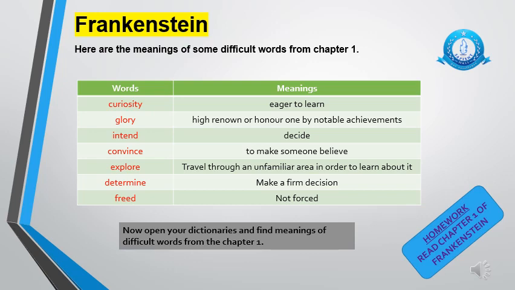I have just given you the meanings of some difficult words over here. The first word is curiosity. Curiosity means eager to learn, wanting to learn something new. Second word is glory, high renown or honor won by notable achievements. Intent means to decide. Convince means to make someone believe something, when you convince someone to believe you.